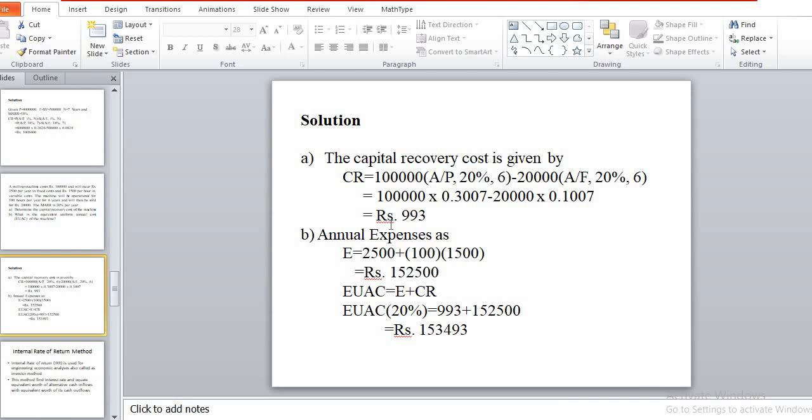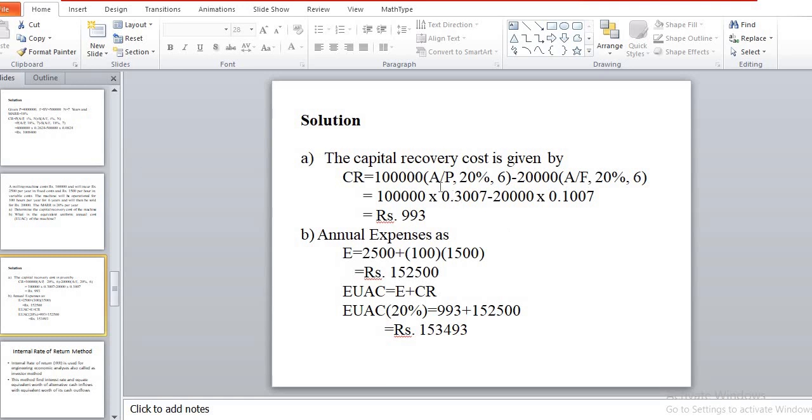So here it is P into investment, P into A by P, the capital recovery factor at a particular rate of 20% and for 6 years, minus salvage value into the sinking fund factor. This is the sinking fund factor, A by F, at the interest rate of 20% and for 6 years. Then we find this A by P and A by F as we saw in the last numerical.